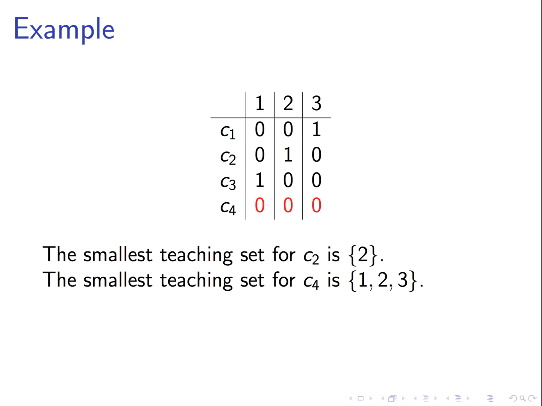However, for the teacher to teach a concept like C4, it is very difficult. She has to reveal all 3 zeros to distinguish C4 from the remaining concepts. And therefore, the teaching dimension of this concept class is 3.